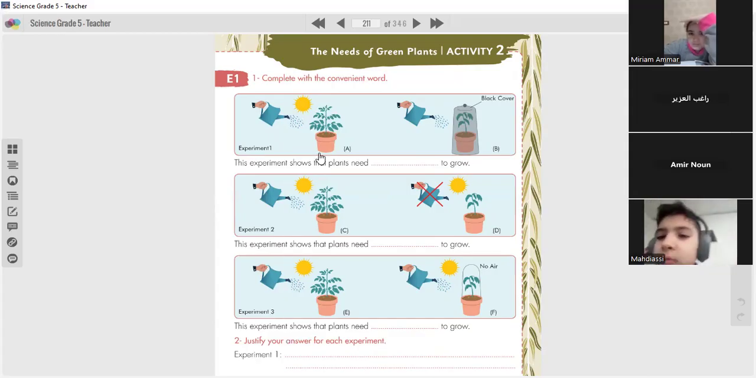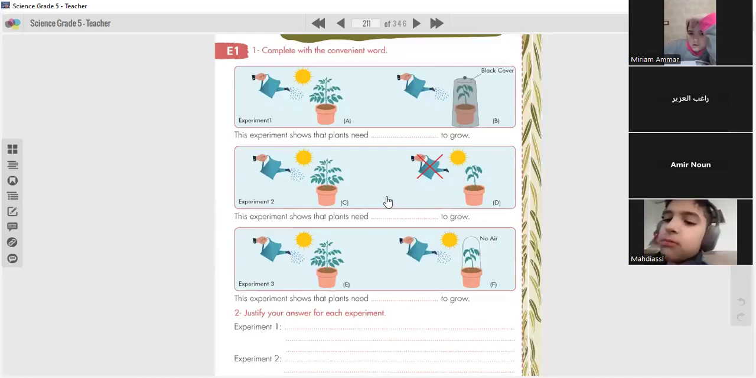Plant A grows normally because it got water, sunlight, mineral salts, and carbon dioxide. But what about plant B? Plant B does not grow because it didn't get sunlight. Yes, exactly. So because there is an absence of sunlight, that's why we put a black cover, so the light can't enter. So experiment 2, let's go Raghib.